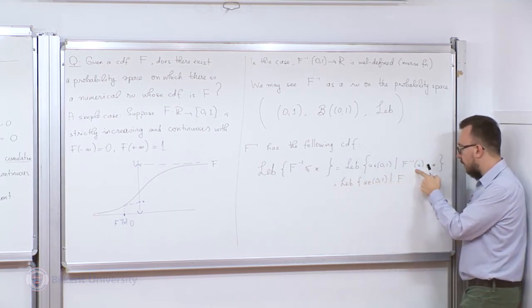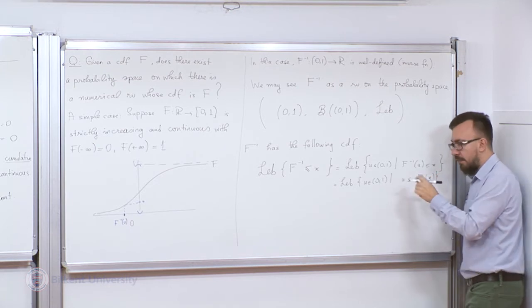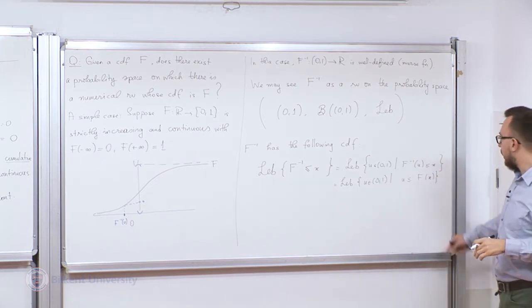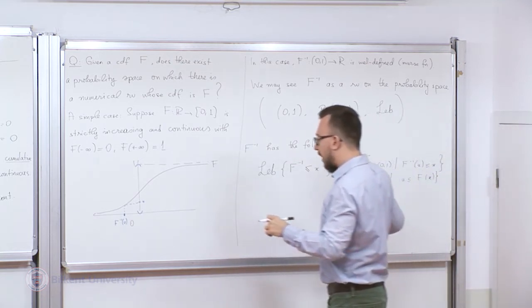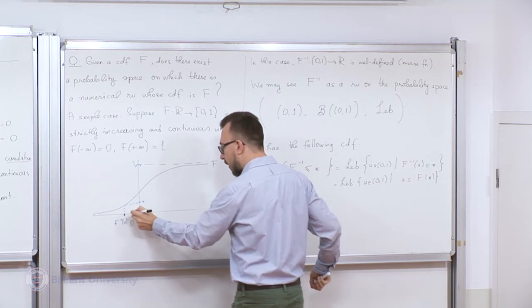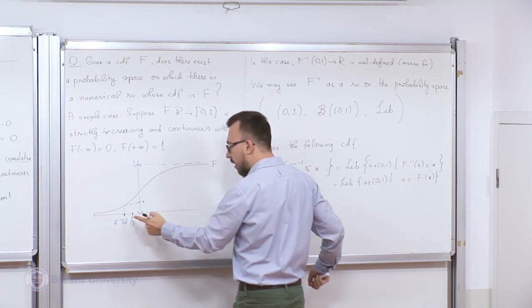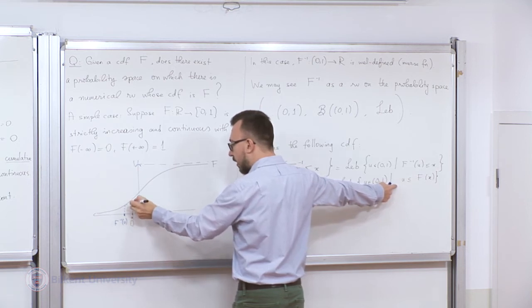But this is equivalent to saying that u is less than f of x, because f is strictly increasing and continuous, so these are if and only if, right? So f inverse of u is less than x if and only if u is less than f of x.